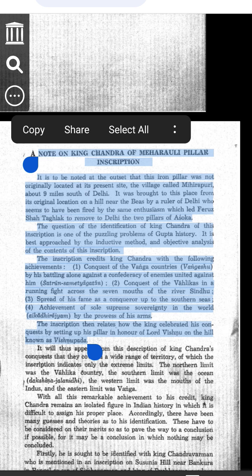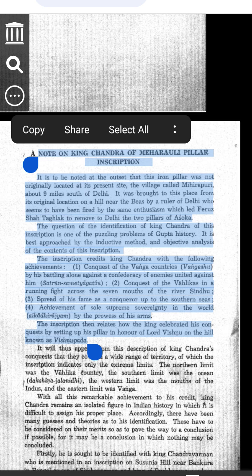2. Who is King Chandra? The big question in history is, who was this King Chandra? Some historians think he was Chandragupta II, the great Gupta Emperor, but there is no clear proof, and the inscription does not give his full name. 3. What does the inscription say about King Chandra? The inscription praises King Chandra for 4 big achievements. Let's break them down one by one.